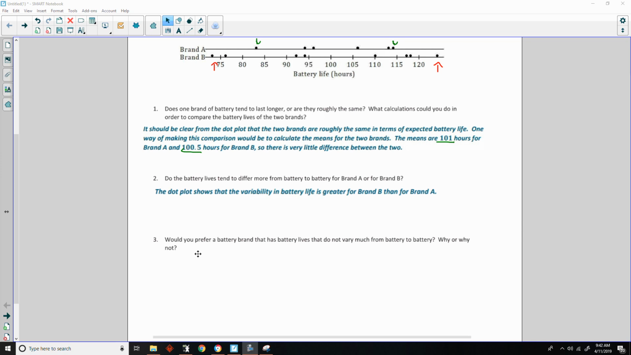Number 3, would you prefer a battery brand that has battery lives that do not vary much from battery to battery? Why or why not? Okay, so we prefer a brand with small variability in lifespan because these batteries will be more consistent and more predictable. If you are camping, for instance, and you have a battery-powered lantern, and you aren't sure if that's going to last 3 hours or 5 hours, you'd want a more consistent battery life. So, sometimes it lasts 5 hours, but sometimes it only lasts 3. So you're left in the dark if the batteries aren't lasting as long as you want them to.